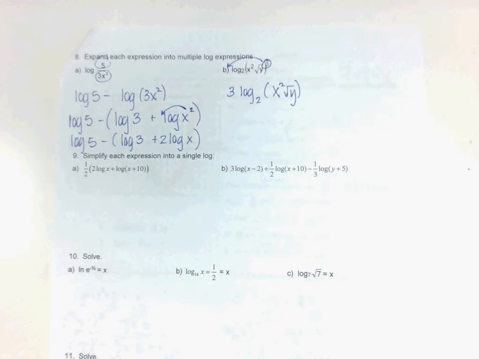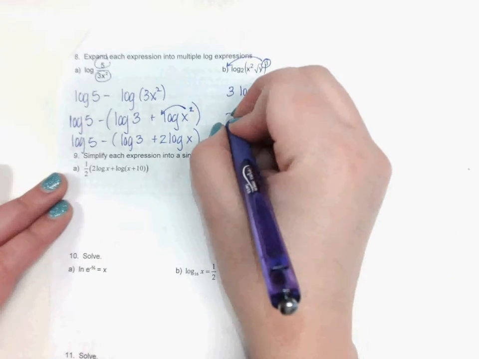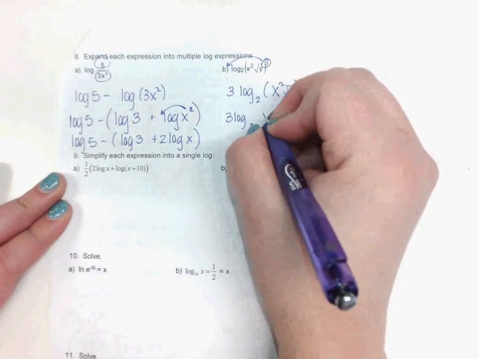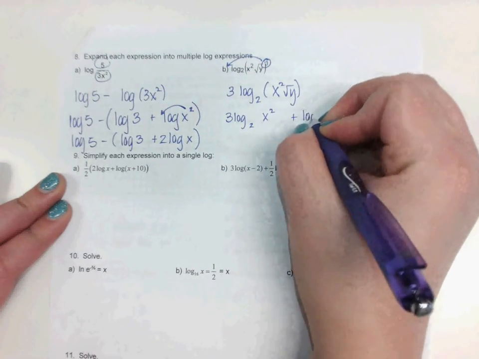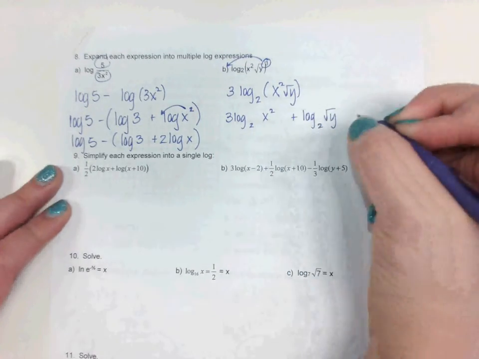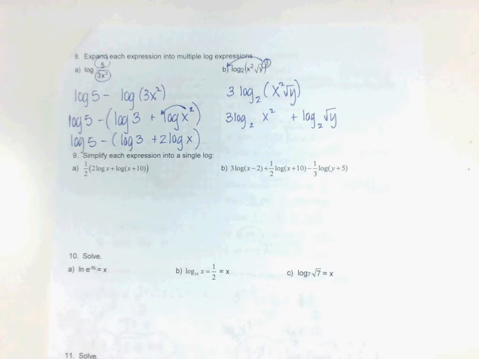Okay, then from there, these guys don't want to share. Are they multiplied or divided? They're multiplied, and when I separate multiplication, I do it with a plus. So I'm going to have 3 log 2 of x squared plus log 2 root y. What mistake did I make?